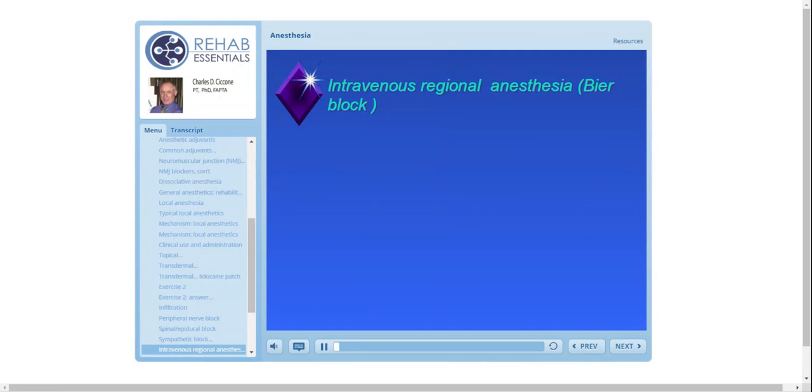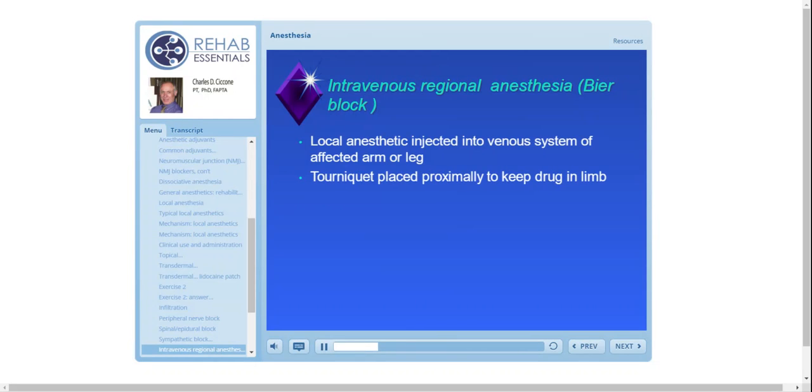And finally, this last method of administration is called an intravenous regional anesthesia, or simply a Bier block. Here, the local anesthetic is injected into the venous system of the affected extremity, either the arm or the leg. We have to keep this drug in that extremity. We'll see in a minute that these drugs can be actually very toxic if they reach the heart and the brain. So a tourniquet is placed proximally on the limb to keep the drug in that limb for a period of time, usually about an hour or two.